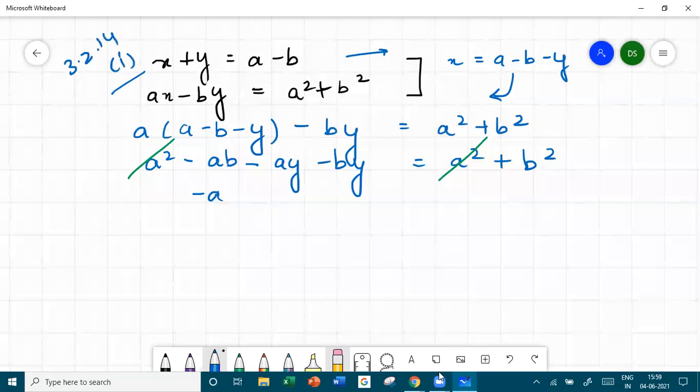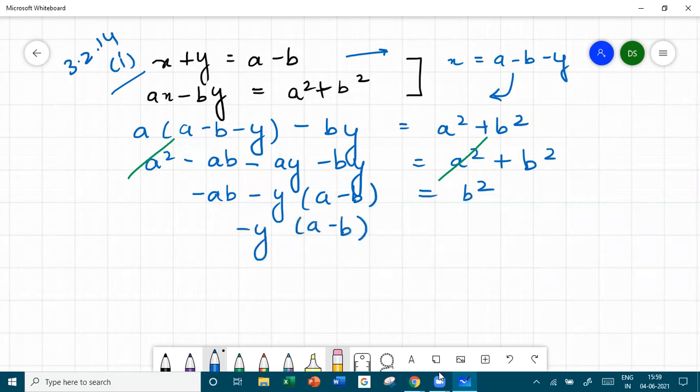No, ma'am. We're asking, can't solve it any further, right? No, why? You need to find the value of y, right? So I can take y common here. This will become a minus b. This will become b square. So I'm left with minus y times a minus b is equal to b square plus ab, correct?